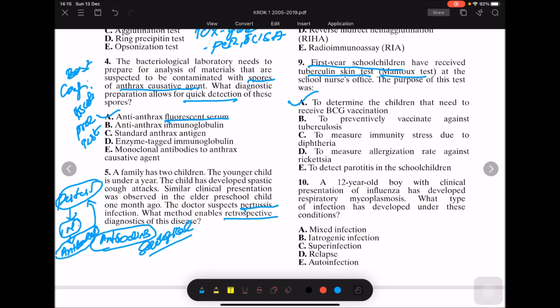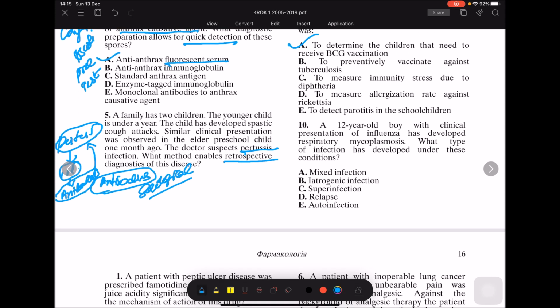So the next question: a 12-year-old boy with a clinical presentation of influenza has developed respiratory mycosis. What infection has developed under this condition? So he had influenza, and then he had respiratory mycosis. We call it a mixed infection. If an infection is caused by the same species, we call it a mixed infection. If it is auto-infection, for example, in our body we have E. coli, which normally is present, but if this normal flora causes a body infection, we call it auto-infection.